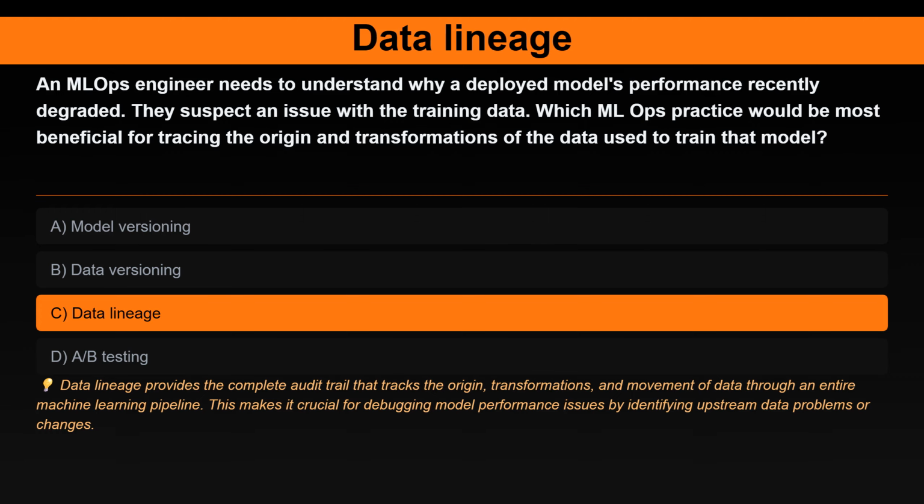The correct answer is data lineage. Here's the explanation. Data lineage provides the complete audit trail that tracks the origin, transformations, and movement of data through an entire machine learning pipeline. This makes it crucial for debugging model performance issues by identifying upstream data problems or changes.